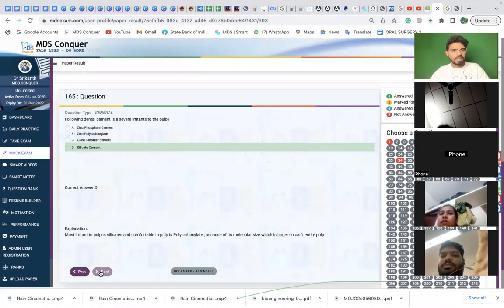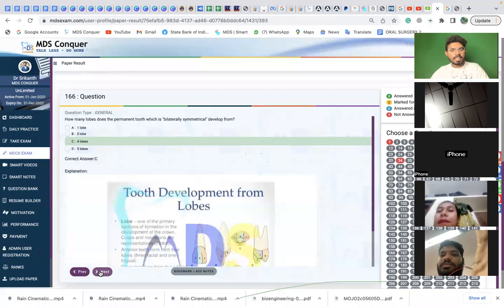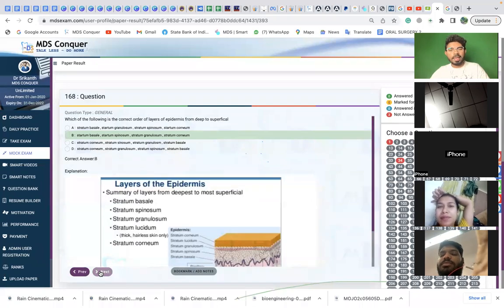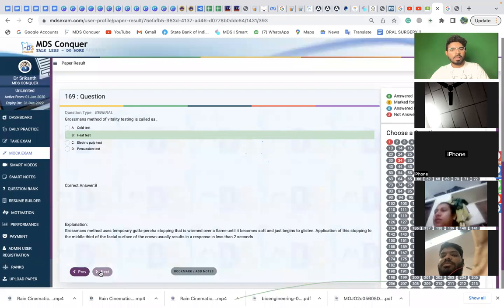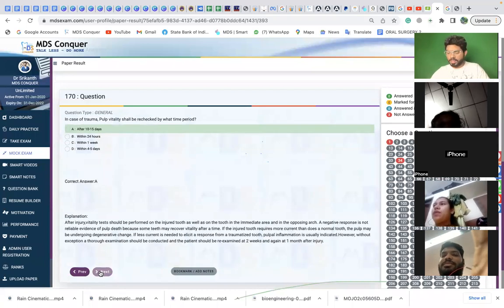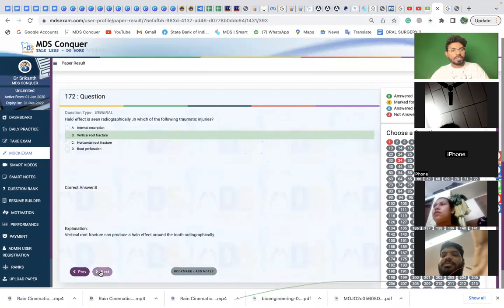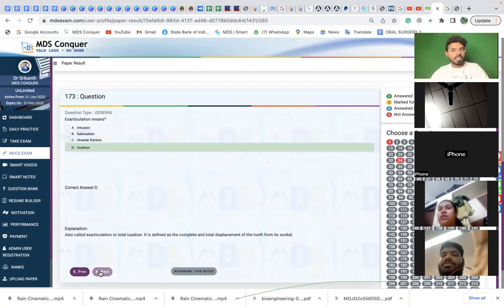Easy, common sense it is. Irritates, silicates, easy. I told you to check the number of lobes. Okay. Easy. T contact, easy. Layers is easy, but I'm not calculating this. Grossman's vitality test is heat test, easy. Vitality is easy. Formalin should not be used, easy. Halo effect, vertical root fracture, easy. Extra-articulation, avulsion, easy.